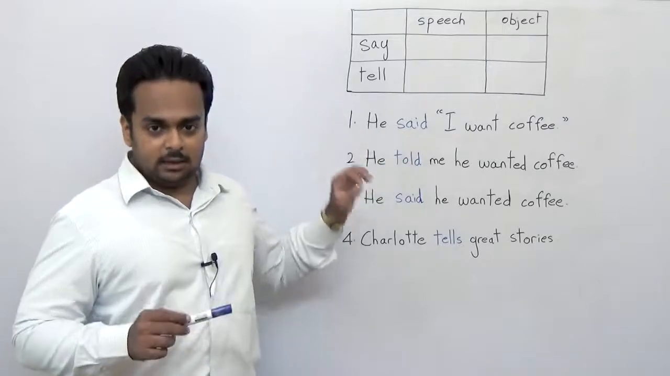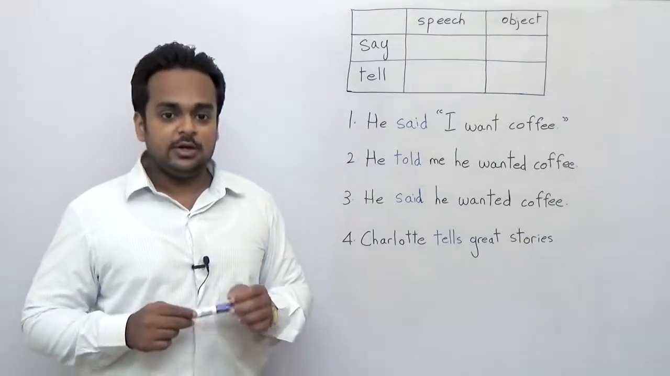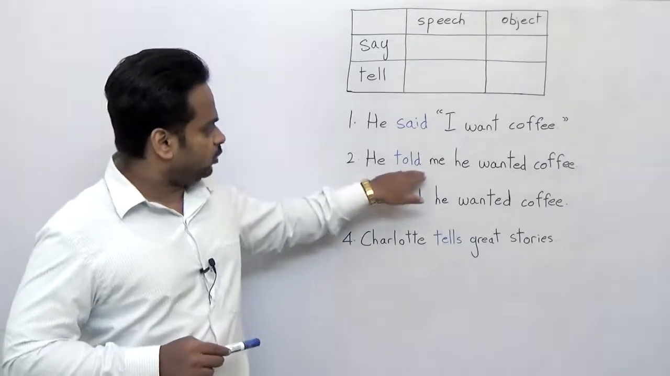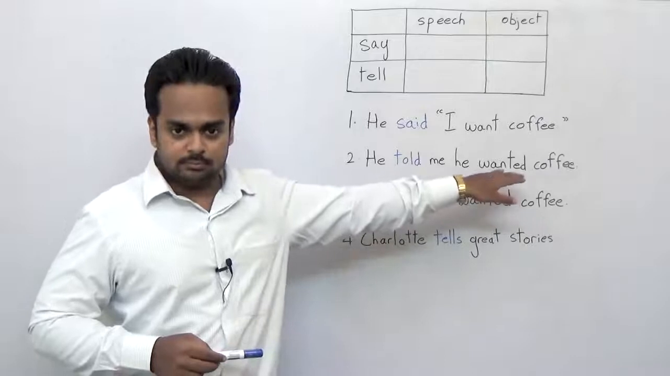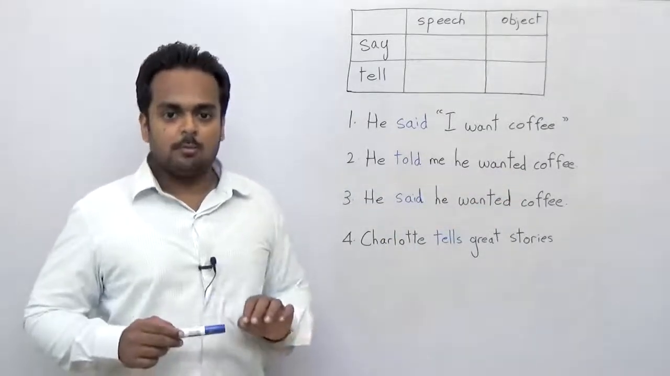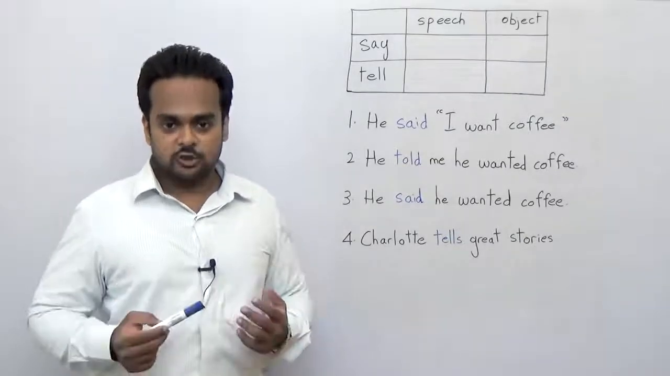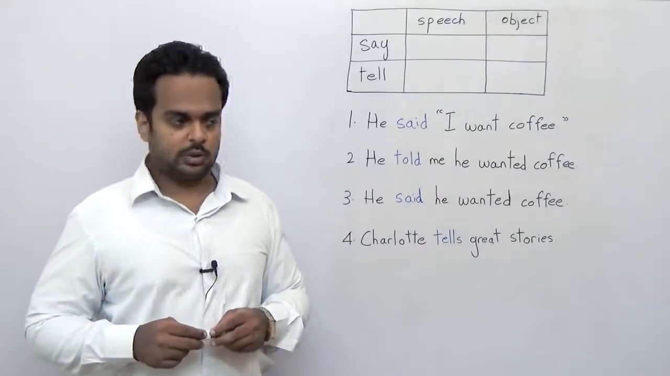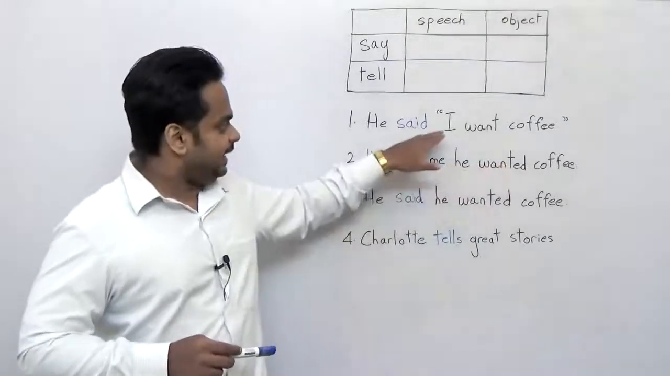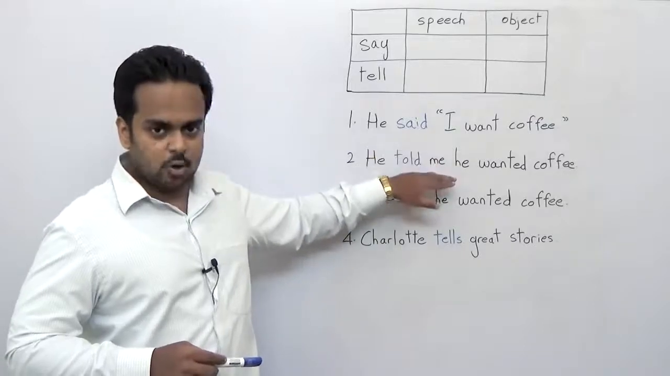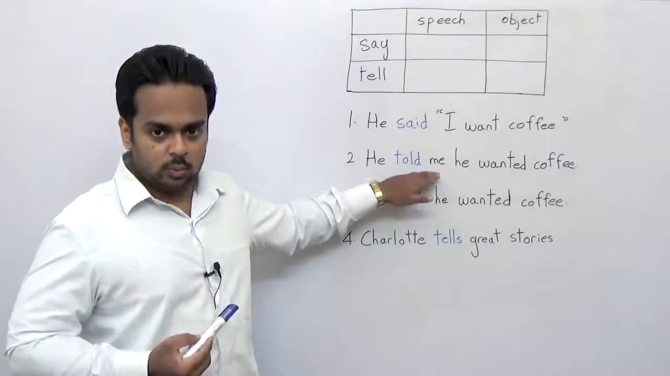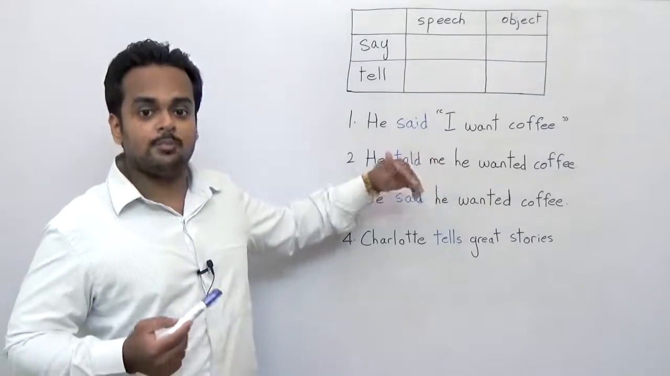Now the verb tell is often used in indirect speech. Like this example over here. He told me he wanted coffee. Now what we're doing here is we're not repeating the words, but we're focusing on the information from the conversation. Okay? So he told me he wanted coffee. It's the same meaning in both sentences, except that here we're reporting what we heard. So this is also known as reported speech.